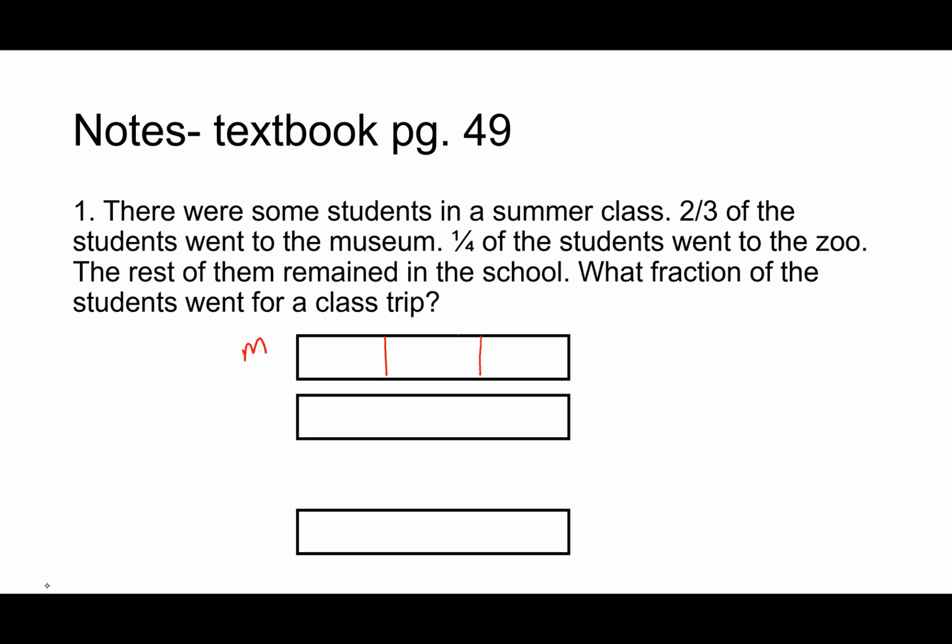2/3 of the students went to the museum. So let's shade the portion of the students that went to the museum. And 2 units out of 3 went to the museum. Okay, let's go to the next piece of information we have. 1/4 of the students went to the zoo. This is going to represent my number of students that went to the zoo. So I'm going to divide this up into fourths. I start by dividing my bar model in half, and then I'm going to divide it in half again. And that's going to give me really nice, even units.